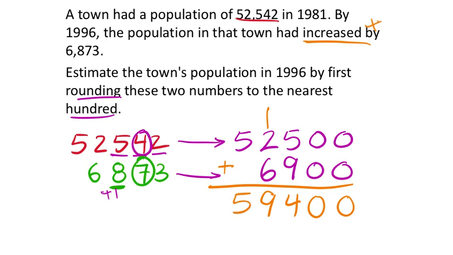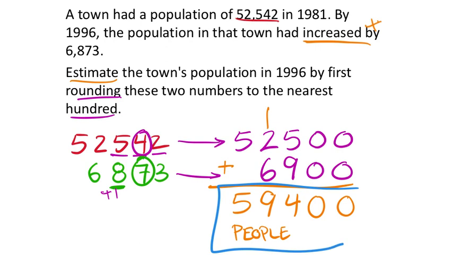So let's see, this is a word problem though. And when we have word problems, we should always expect some kind of label. So it was a population, so I'll put people. Now this is just an estimation, and that's okay. But that's what we should get by estimating this, rounding to the nearest 100.